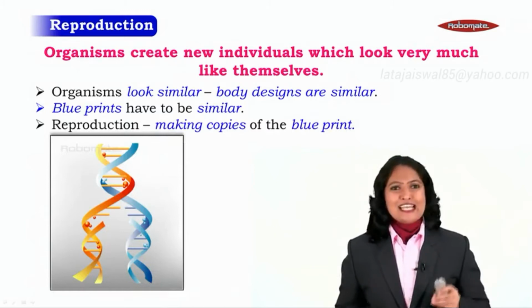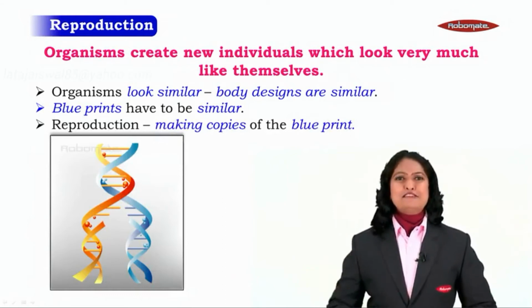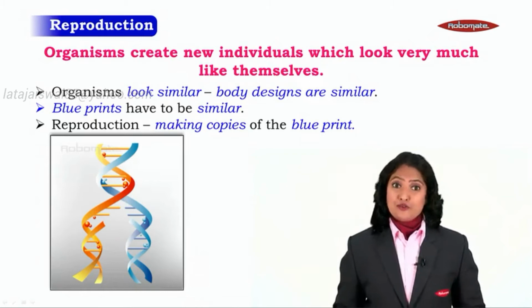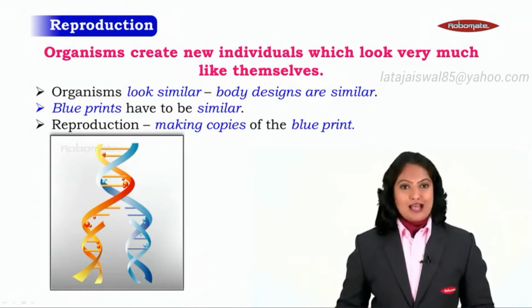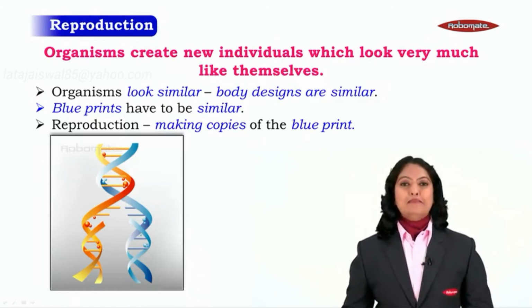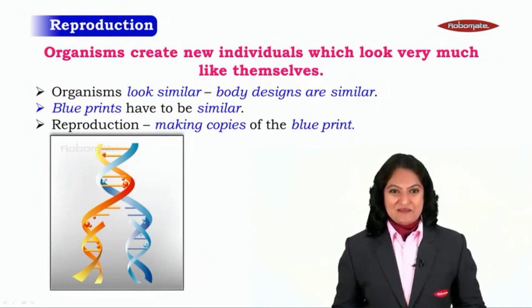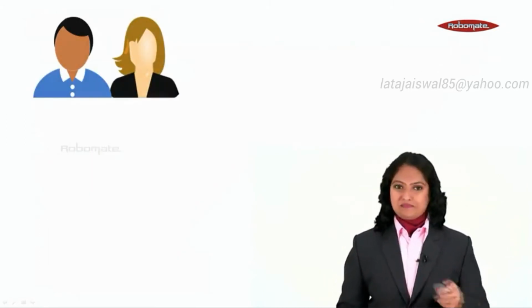Reproduction means nothing else but making copies of the blueprint. If an organism is going to reproduce and produce a similar organism, that means nothing else is happening, but the blueprint is getting copied again and again. Let us understand this more by a process.